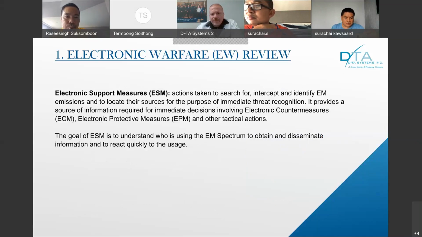So ESM, actions taken to search for, intercept, and identify electromagnetic emissions and to locate their sources for the purpose of immediate threat recognition. It provides a source of information required for immediate decisions involving electronic countermeasures, or ECM, electronic protective measures, or EPM, and other tactical actions. The goal of ESM is to understand who is using the EM spectrum to obtain and disseminate information and to react quickly to its usage.